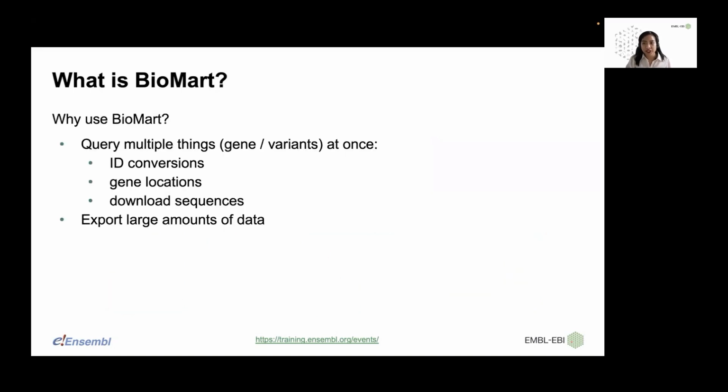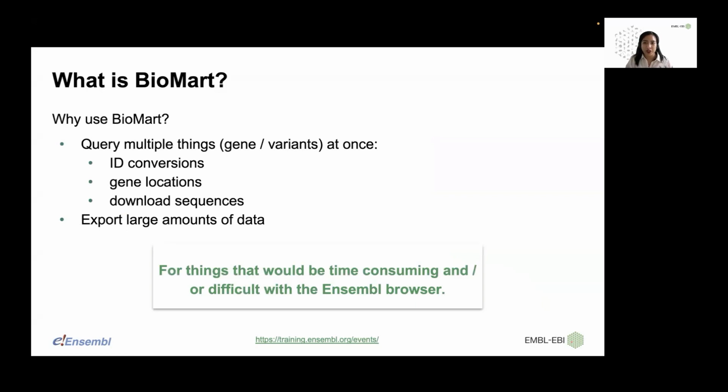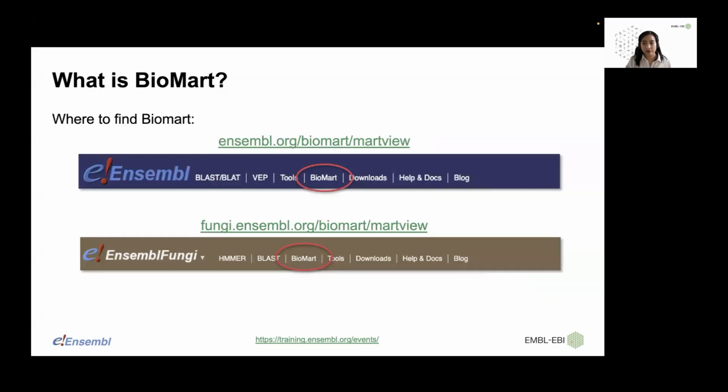On BioMart, you can query multiple genes and variants at once. You can convert IDs, you can extract coordinates, you can download multiple sequences in one go. So in other words, you can use BioMart for tasks that would be too time consuming by going through the Ensembl browser alone.